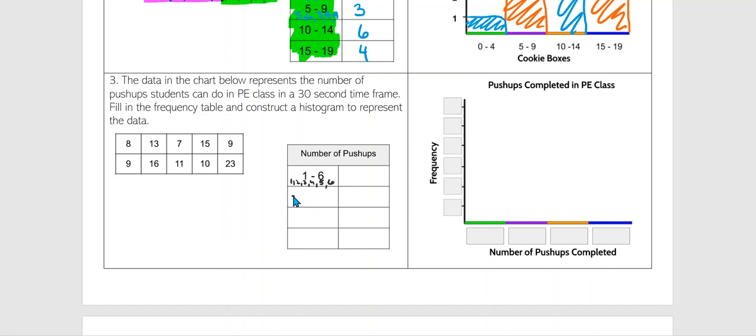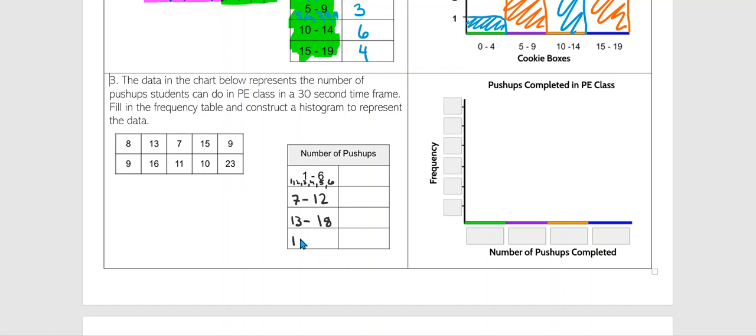So this one ends with 6, so my next interval needs to start with 7. And now we're going to count out 7, 8, 9, 10, 11, and 12. That's 6 digits. So this is going to be 7 to 12. Since this ends with 12, our next one starts with 13. And again, we're going to count out 6 digits. So 13, 14, 15, 16, 17, 18. So our other 6 digits.